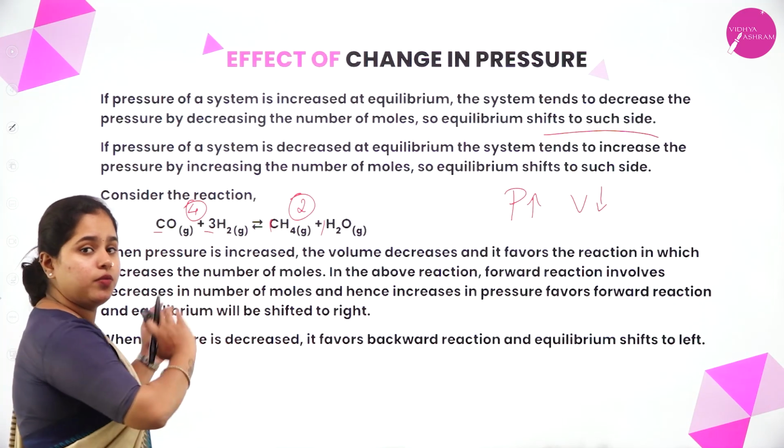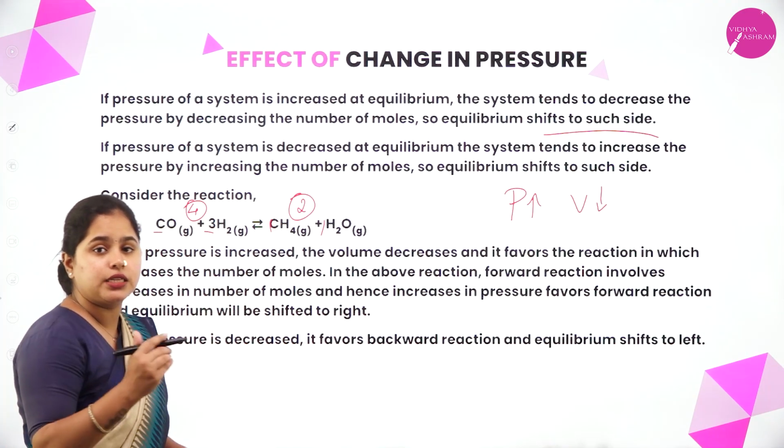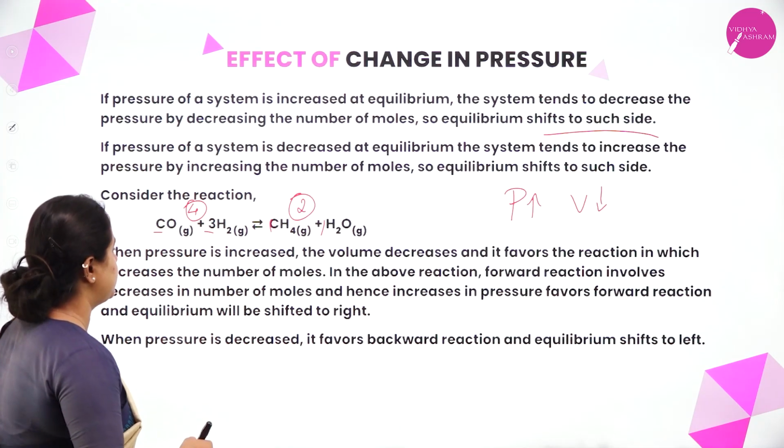Hence, what happens? The equilibrium will shift to the right. That means it will favor the forward reaction, right?